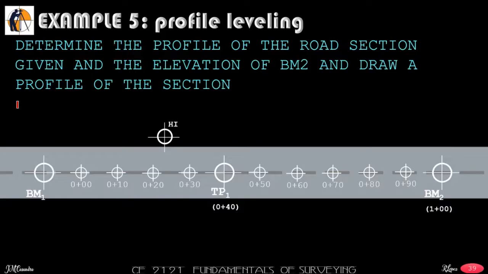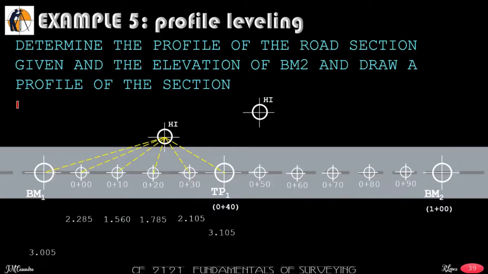So with this, we take our backside readings at BM1. And for all our stations, this will be our foresight readings. If you are not able to get any more foresight readings, we may transfer our instrument to a different location and we will get another value for our backside reading.